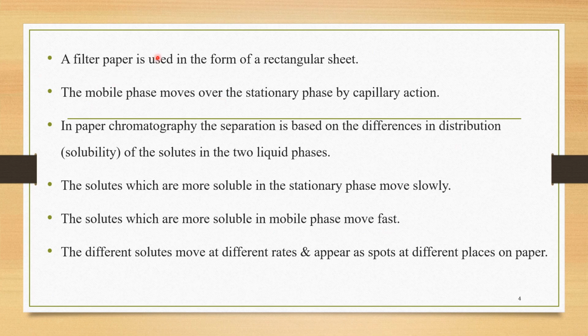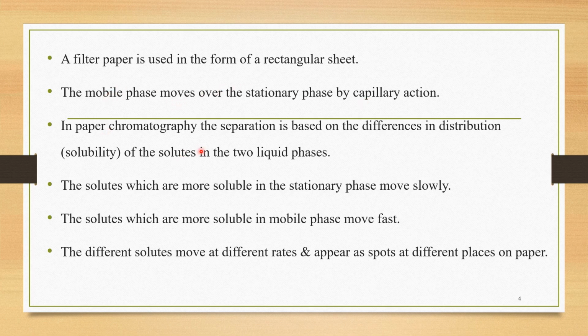The filter paper is used in the form of a rectangular sheet. Your filter paper must be in the size of a rectangular sheet. The mobile phase moves over the stationary phase by capillary action. So this capillary action takes place in the case of the mobile phase.